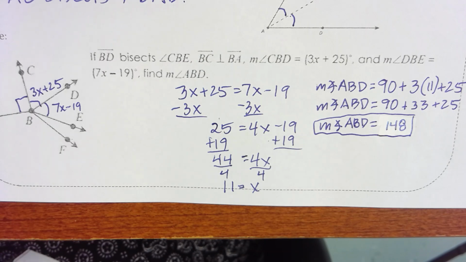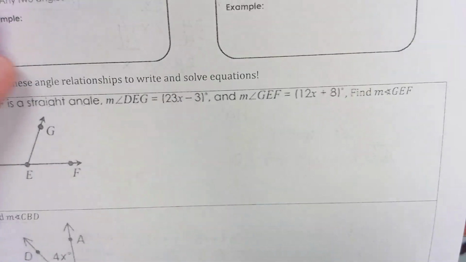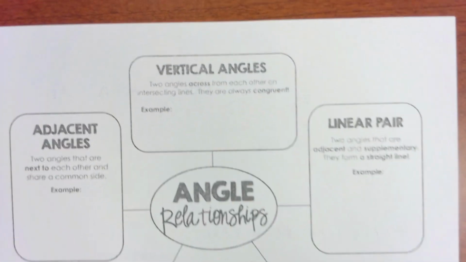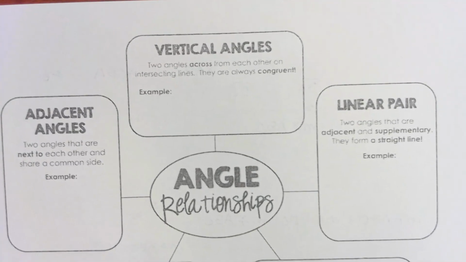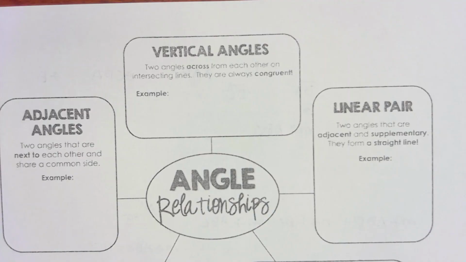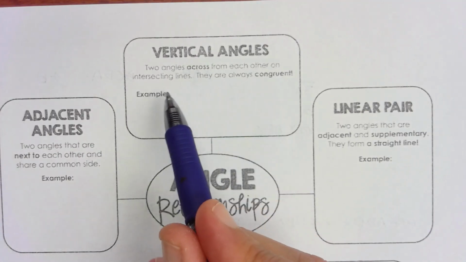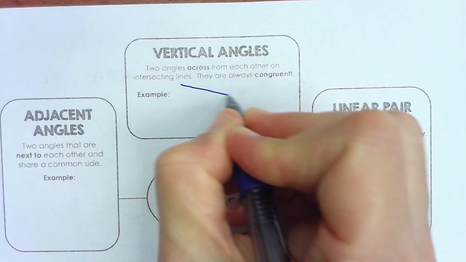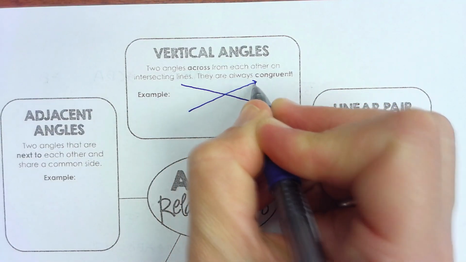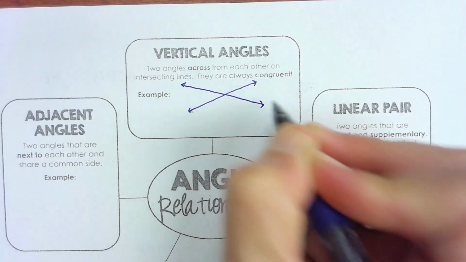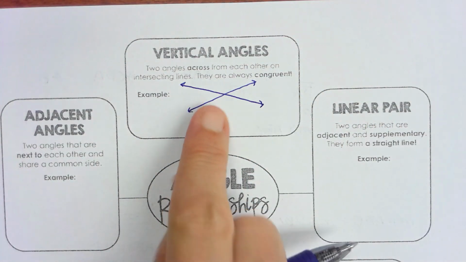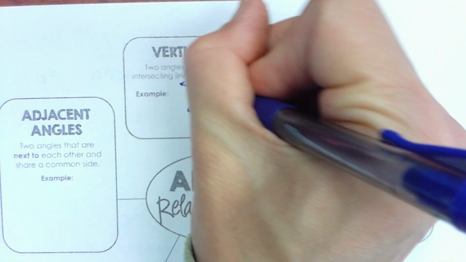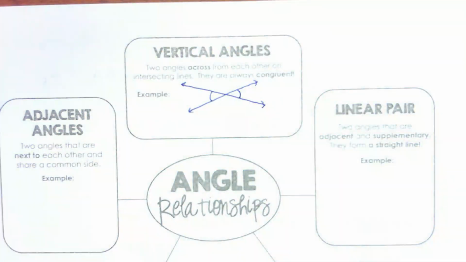We're going to go to the back because there's some more vocabulary that we're going to see all the time in this class. So let's go to the back. These are called angle relationships, and there's a few important words that we need to recognize. Two angles that are across from each other on intersecting lines, they are always congruent. So let's just draw a picture here, and we don't need to add too much detail to it. I'm just going to show you. In this drawing, these two angles that are across from each other are always going to be congruent.